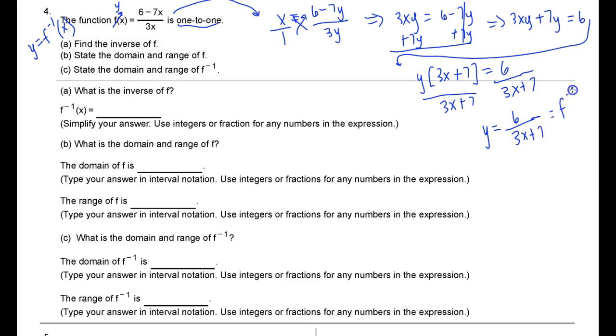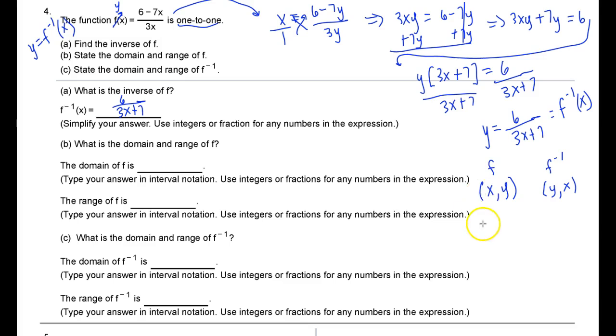And so this will end up being our inverse function. So we have 6 divided by 3x plus 7. That would be our inverse function. Now, going back to what we were talking about earlier, if we have a function that is one-to-one, then if our original function has points x, y on it, then our inverse function has points y, x.